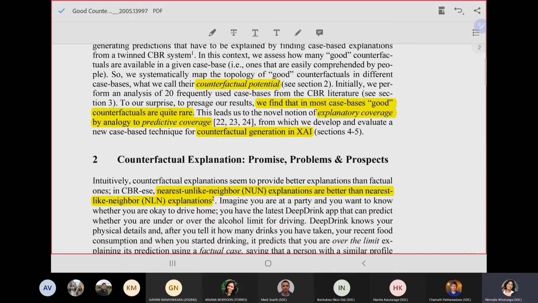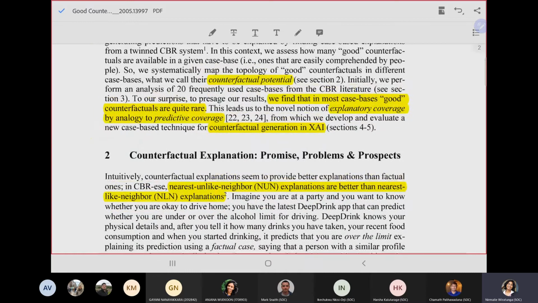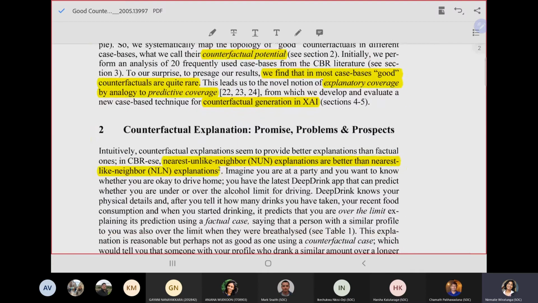Right. So now, if they were motivated that counterfactuals are a good way to do explanations, they want to talk about how we measure the potential of counterfactual explanatory coverage in a given case-based system. By case-based, you can think of it even as a training set, right? In previous work, they did a lot of work on this concept of predictive coverage.